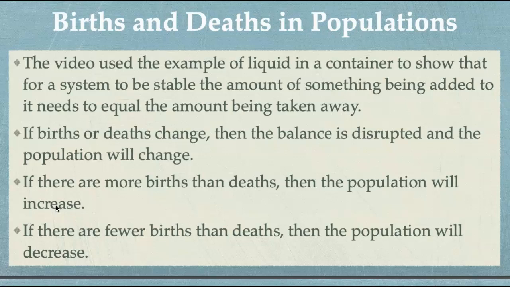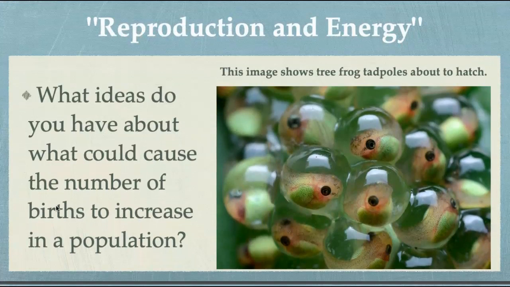We talked about this a little bit yesterday when we were talking about an apex predator. If there was a huge surge in births, you can expect that the thing they eat may run out. So what ideas do you have about what could cause the number of births to increase in a population? Why would a population of organisms all of a sudden have their births increase? Maybe there's more resources. Maybe the climate is better. Sometimes organisms only reproduce at one specific time of the year.